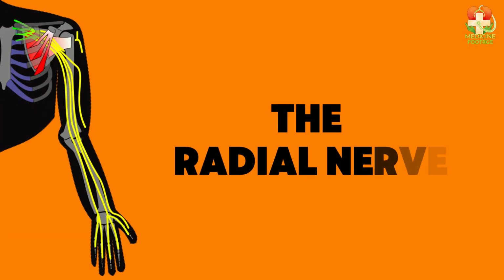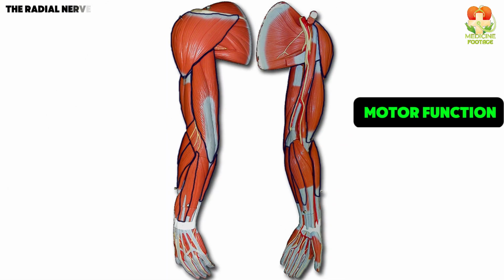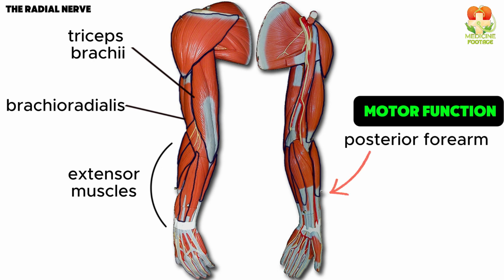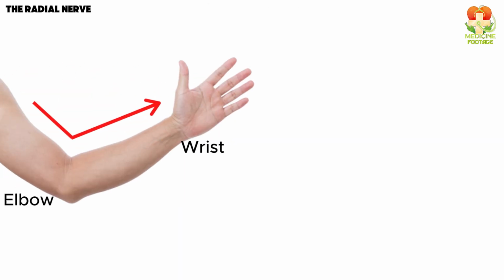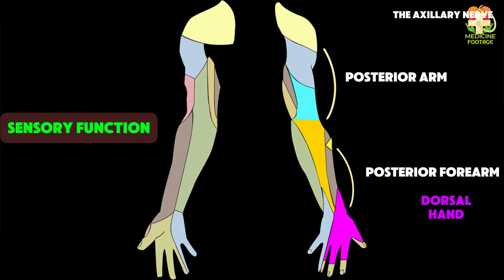The radial nerve. Origin. Posterior cord, C5, C6, C7, C8, T1. Motor function. The radial nerve controls the extensor muscles of the arm, including the triceps, brachioradialis, and muscles of the posterior forearm. These muscles allow you to extend your arm at the elbow and wrist. Sensory function. It provides sensation to the posterior arm, posterior forearm, and dorsal hand except the fingertips.